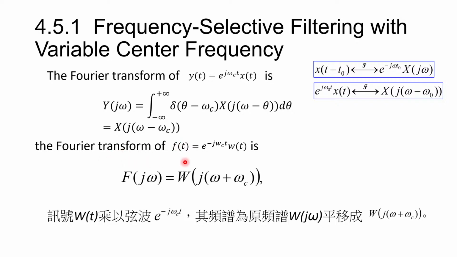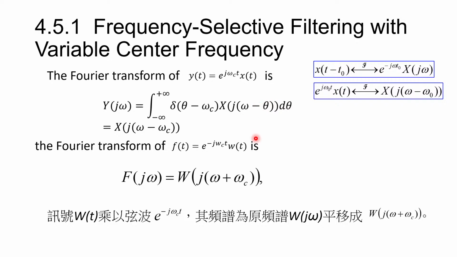You can do this in two ways. The first is you just look back at one of the properties we have derived. Did we derive it? We probably didn't, but it's quite easy to derive. If you have a frequency shift in your Fourier transform, then you get e to the j omega t in your original signal. So you compare these two, and you see that you should have big X of j(omega minus omega c) here.